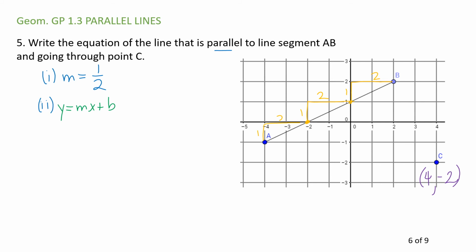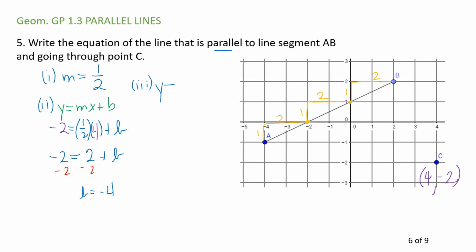Plug in your x and y. Y was -2, x was 4, the slope was 1/2. Plug that into your calculator. It looks like your y-intercept is -4. The equation of that line, y equals slope times x plus y-intercept.